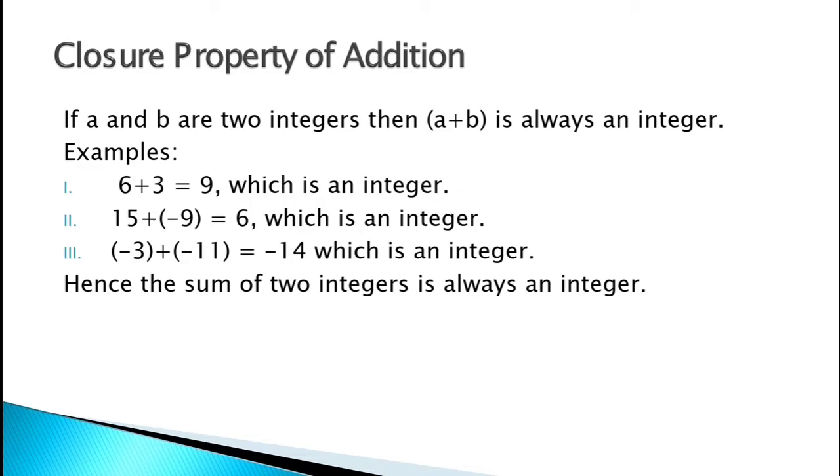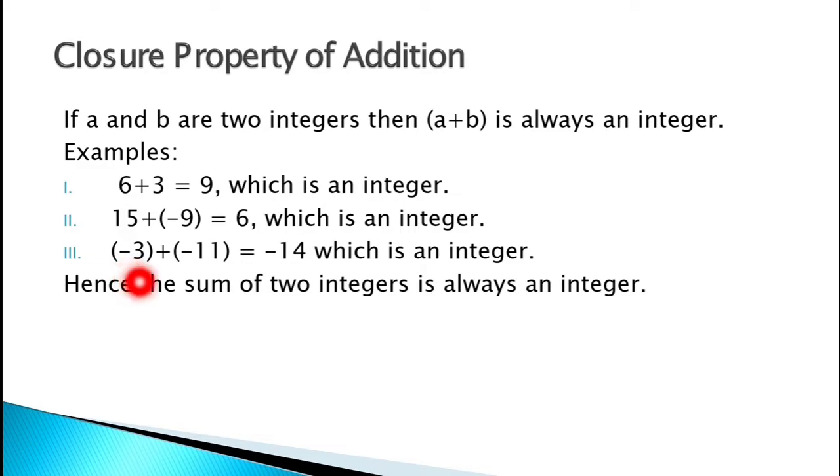Our first property of addition of integers is the closure property of addition. The closure property of addition states that if a and b are two integers, then a plus b is always an integer. For example, we have taken two integers 6 and 3. Both are integers, and after adding 6 and 3 we get 9, which is also an integer. Again we have 15 and minus 9. Both are integers, and after adding 15 and minus 9 we get 6, which is also an integer.